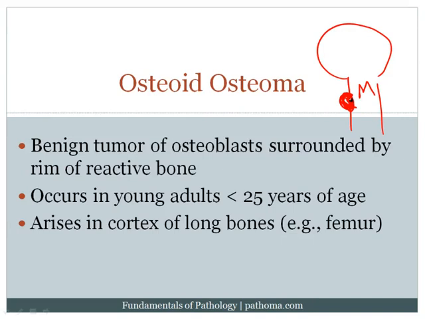And also important to note is that it usually arises on the diaphysis in a long bone. So for example, if this is the growth plate, then above the growth plate is called the epiphysis, the growth plate region is called the metaphysis, and this long shaft here is called the diaphysis. And so osteoid osteoma usually occurs on the cortex of a long bone in the region of the diaphysis.